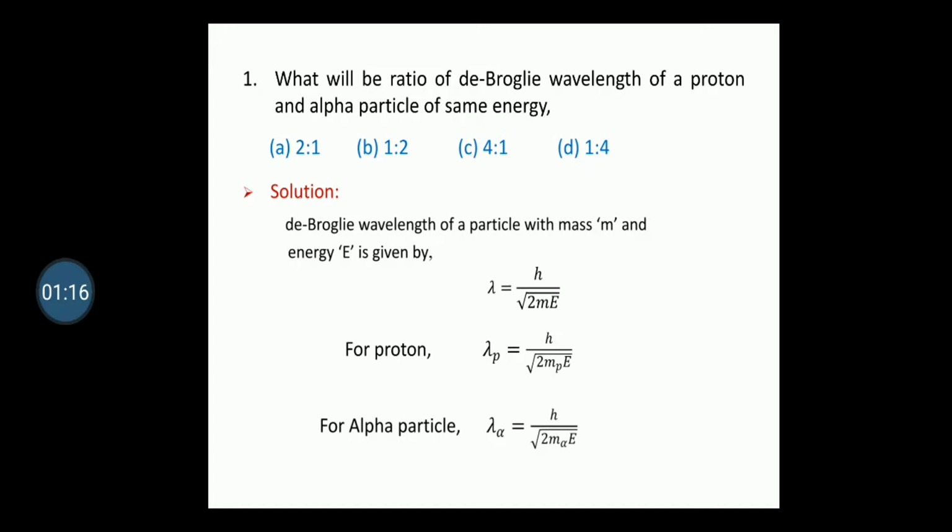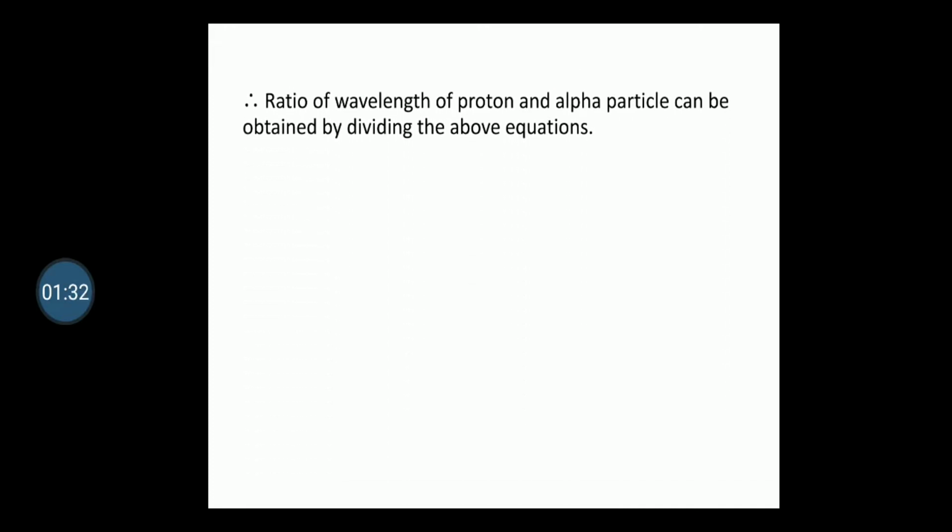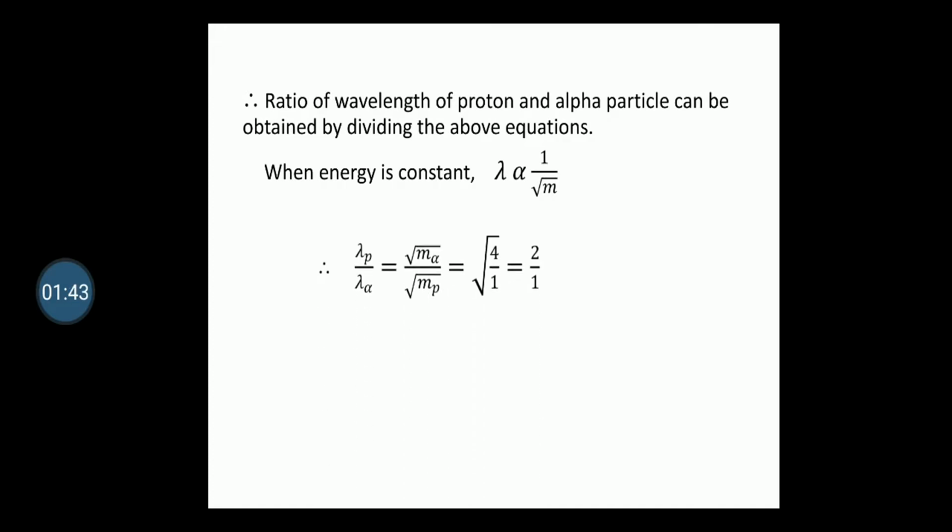It is asked to find the ratio of lambda p to lambda alpha, and it is given that energy of both these particles is same, but the mass of proton and alpha particle are different. When the energy is constant, lambda is inversely proportional to square root of m. Hence, when we take the ratio of wavelength of proton to the alpha particle, it will be equal to square root of mass of the alpha particle divided by square root of mass of the proton.